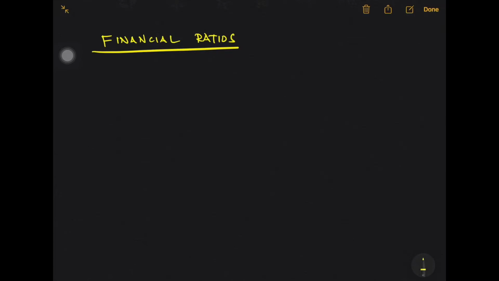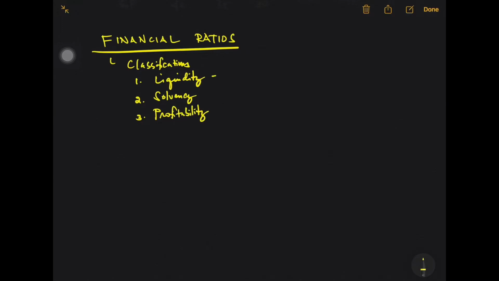Financial ratio is classified into three. Number one, we have your liquidity ratios. Next, we have the solvency ratios. And then finally, we have the profitability ratios.